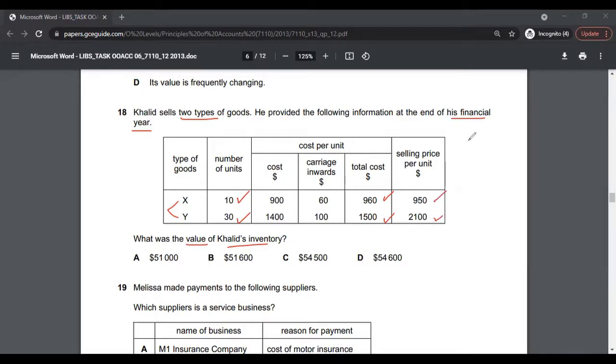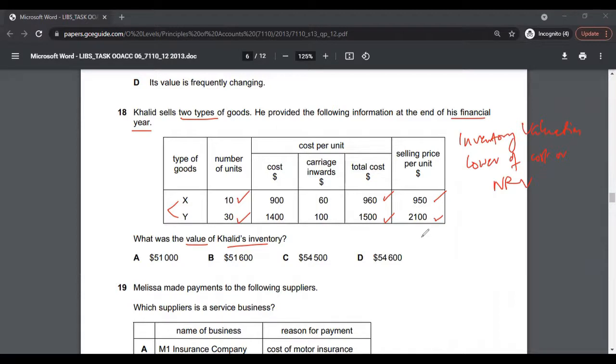If you remember, to value inventory, the valuation is lower of cost or NRV, net realizable value, which in this case is the selling price. So for product X, the total cost is 960, but the selling price is 950. So you cannot have a cost of inventory. The value of the inventory is going to be 950 per unit rather than 960.